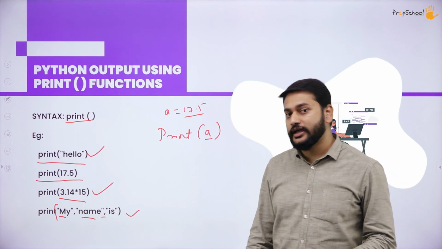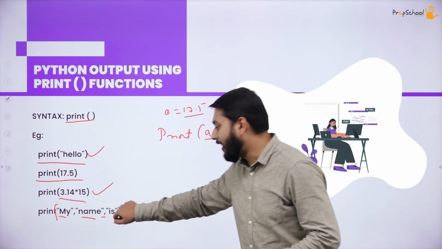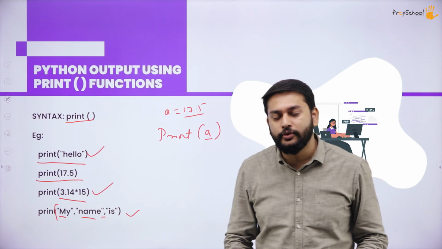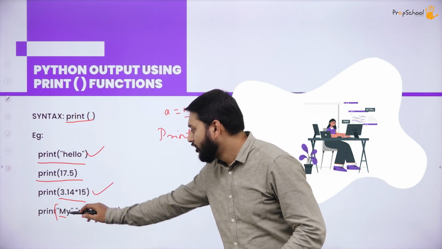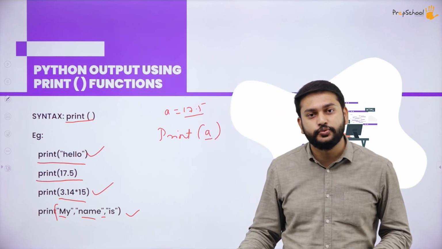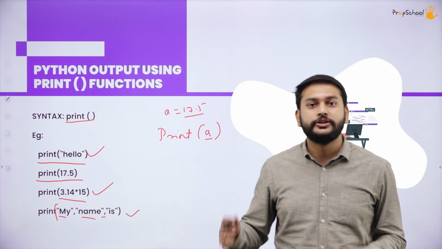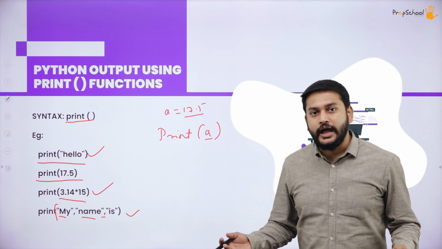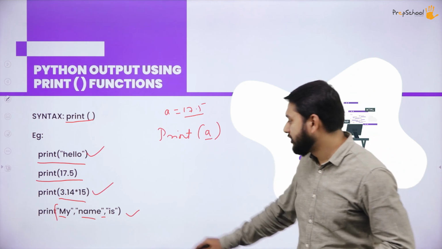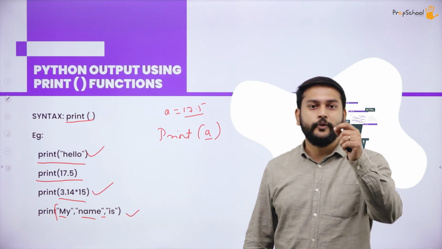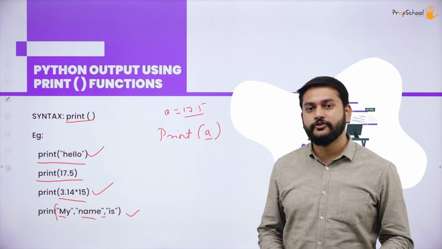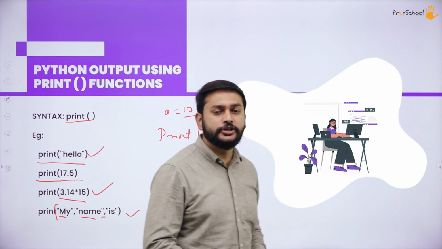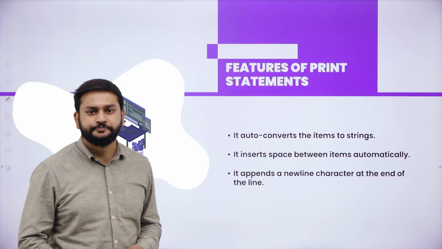You can ask me, sir, can I just give "my name is" in one pair of single quotes? Yes, you can do that, but I wanted to demonstrate that when you want to print multiple objects with a space, you can use the comma separators whenever you have multiple objects. This is how you will use the print statement, guys.